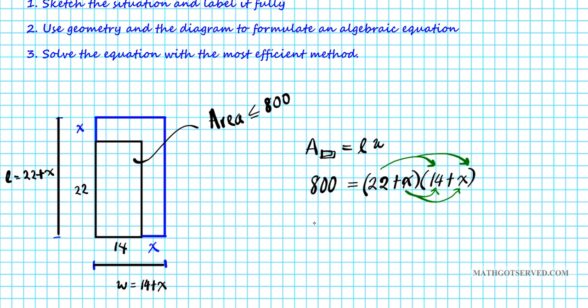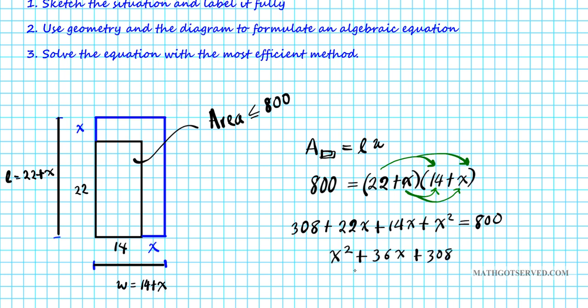So we have to do it algebraically. Okay, so if we distribute, we're going to have 22 times 14 is 308 plus 22x plus 14x plus x squared. And that is equal to 0. No, actually it's equal to 800. All right, so it's equal to 800. Now let's simplify this a little bit. I want to write it in standard form. Okay, x squared plus, if you combine the two middle terms, you get 36x plus 308.